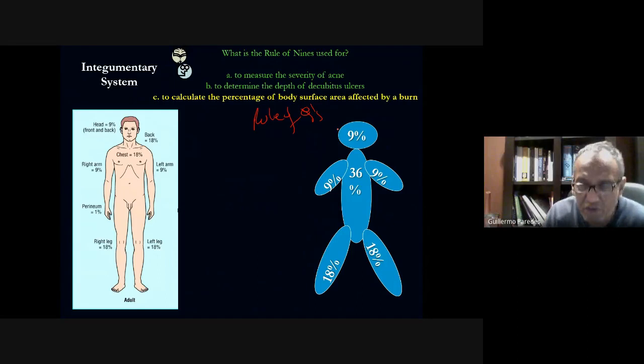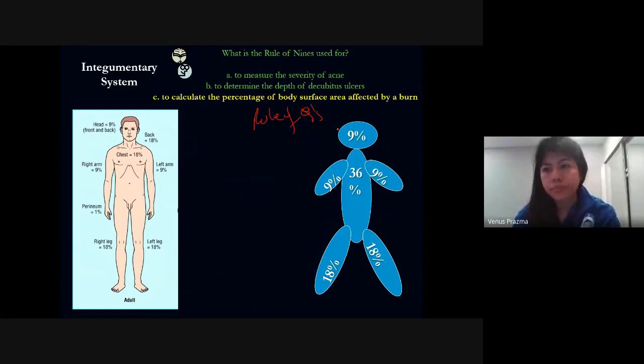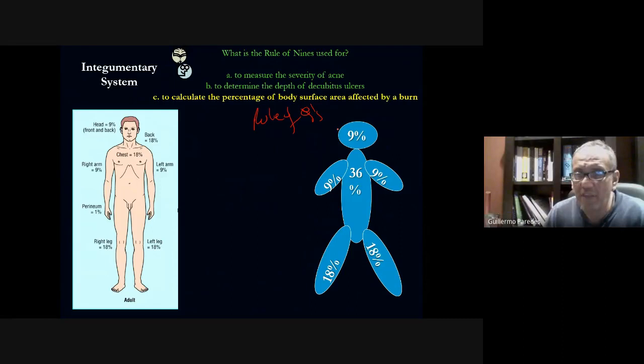Then put together the two lower extremities, and you have 36. And 36 is the area that is in the thorax, in the abdomen, in the pelvis. So 36 is the whole trunk. Anteriorly is 18%, and posteriorly is 18% again. We okay with that?